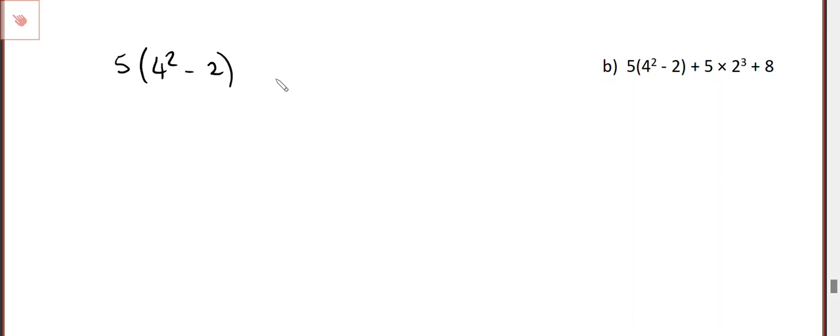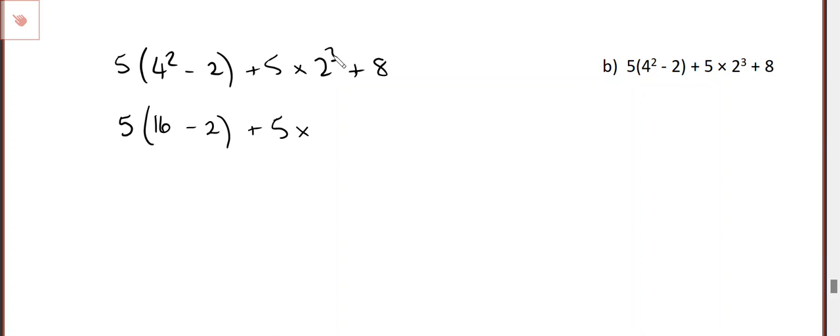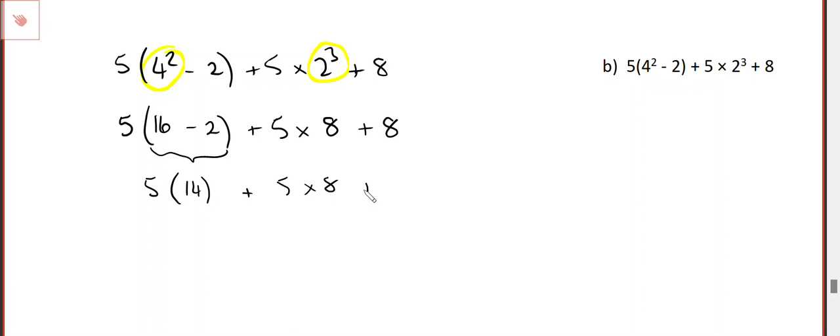4 squared minus 2 plus 2 cubed plus 8. Right, what do we do first? Yeah, so 5 times 4 squared is not 8, it's 16. Plus 5 times, I'm going to do the 2 to the power of 3, is not 6, but 8. So I've done that, and I've done that so far. Then I'm going to do my brackets. So I've got 5 times 14 plus 5 times 8 plus 8.